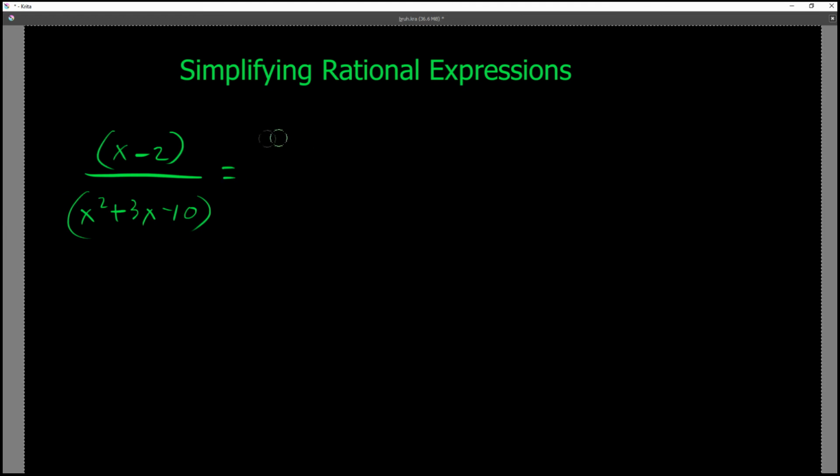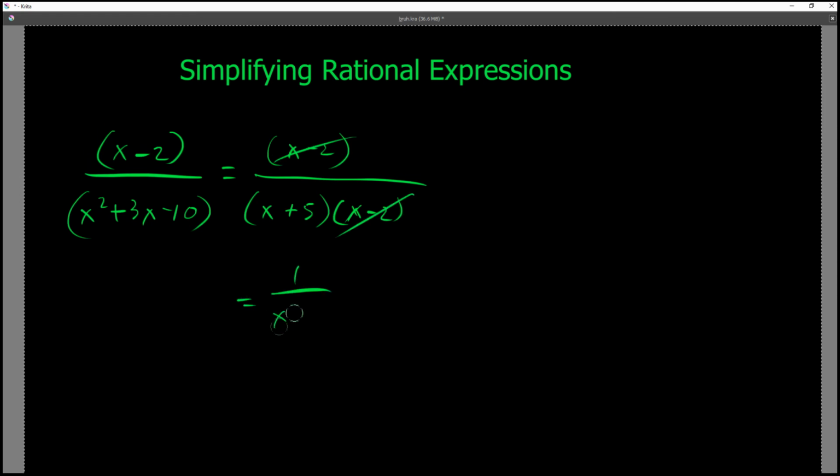What I can do is try to factor and make them look the same. So here I have (x - 2) on top, and on the bottom (x - 5)... I mean (x + 5)(x - 2). There. Then these look the same now. I can cancel that. That gives me 1 over x plus 5. And that's all I can do. Okay, I'll do one last example.